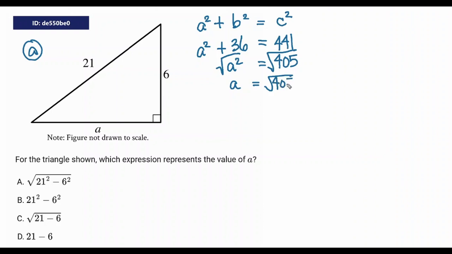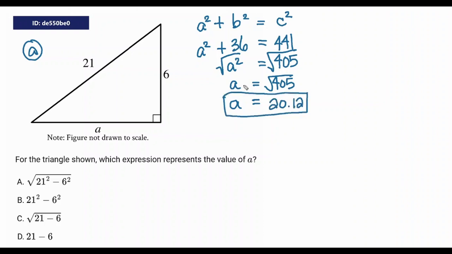Please take one more step. Hit the square root button on that and get to a number that makes sense to you. If you take the square root of 405, you're going to get 20.12 or so.